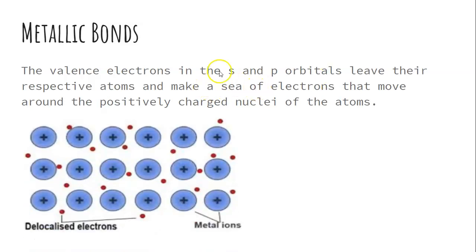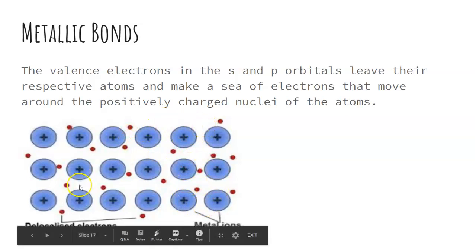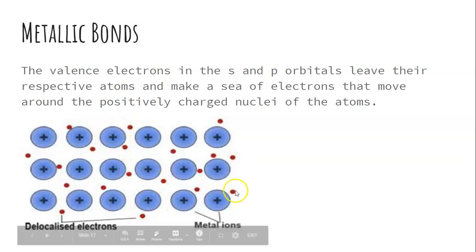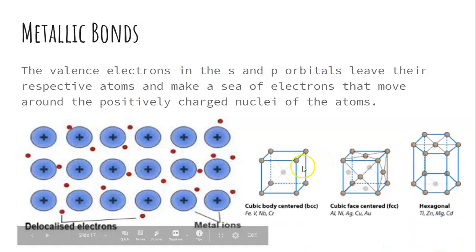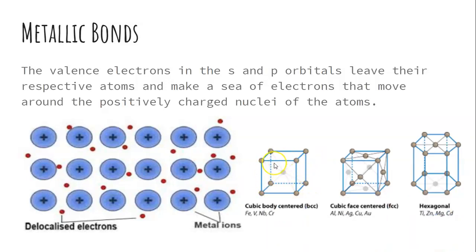So you can kind of see here, these are my metal ions, the blue ones with the positive sign, and my little red dots are my electrons moving around. Some are attached, and some are free as they move around. Then they make things like this. They make what's called a network solid, or a crystal lattice, depending on your structure.